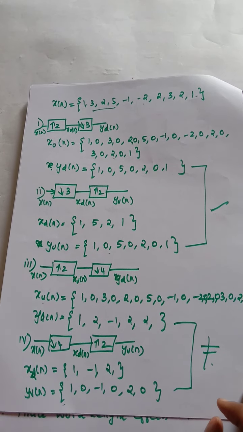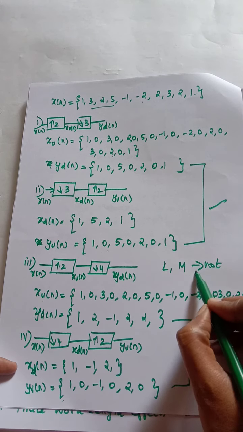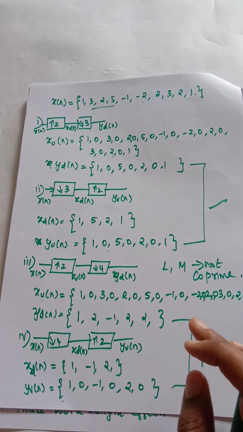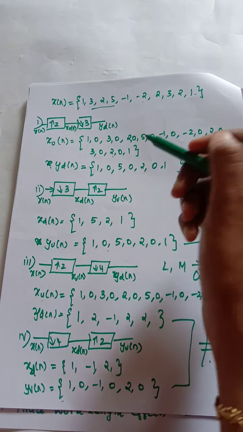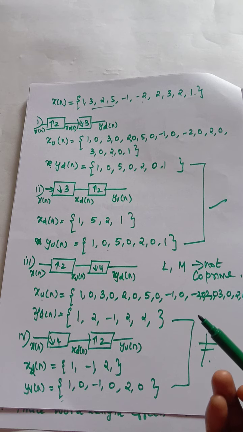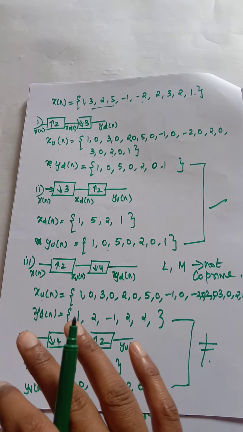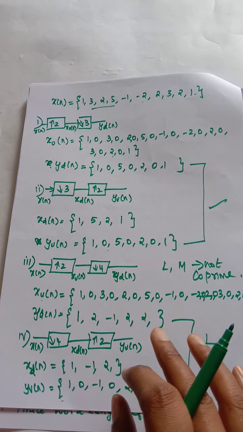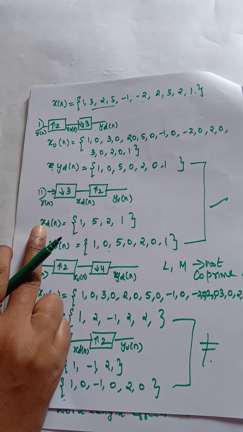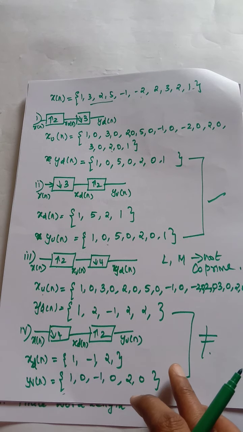Why? The reason is simple. Here the L and M factors are not co-prime. If they are co-prime, you can interchange them like this, but these are not co-prime factors, so you will get this resultant only. So this condition is not the same for all interpolating factors and decimating factors. It will be applicable only if they are co-prime. So this is the concept you need to understand.